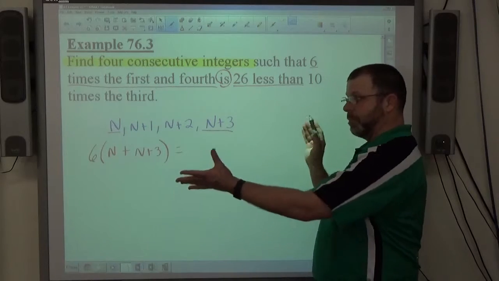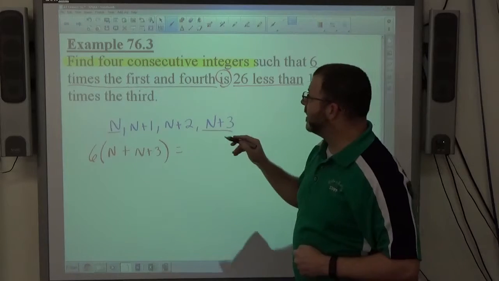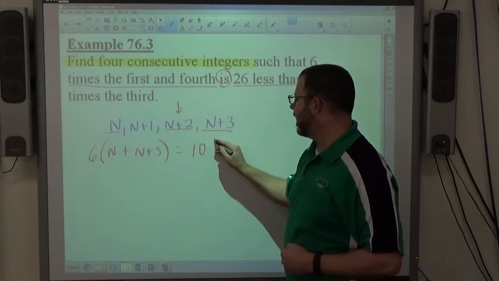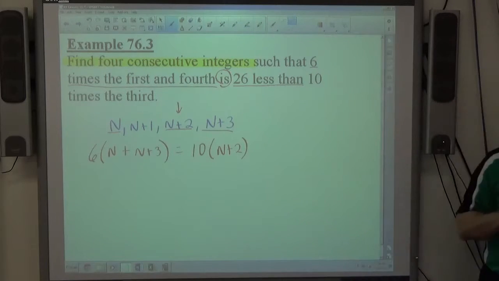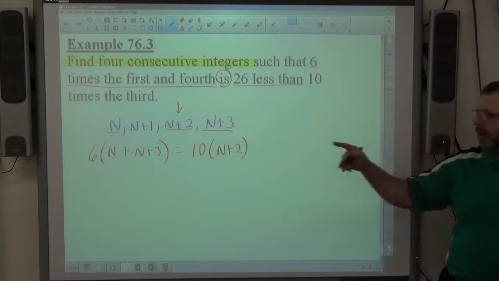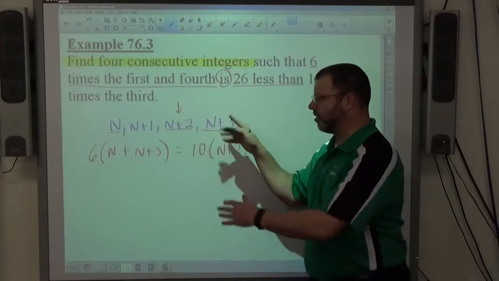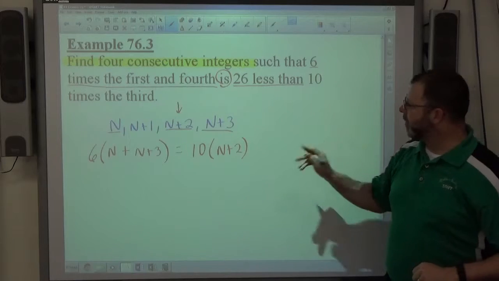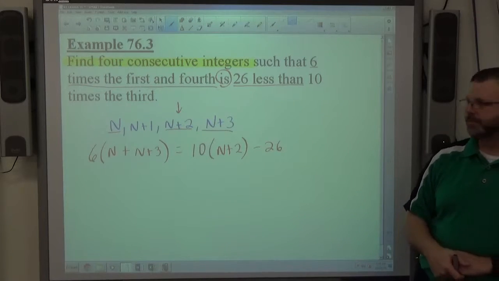26 less than is going to be minus 26 at the very end of this thing, right? Because it happens after is. 10 times the third. Here's the third, n plus 2. Again, n plus 2 is more than one object, so parentheses required to do the multiplication. That's the most common mistake made by students at this point, would be multiplying a number times one of these and not using parentheses. Because again, each of these represents one thing with 2 objects, so parentheses necessary to multiply. And then 26 less than, minus 26 over here on the far right-hand side of the equation.